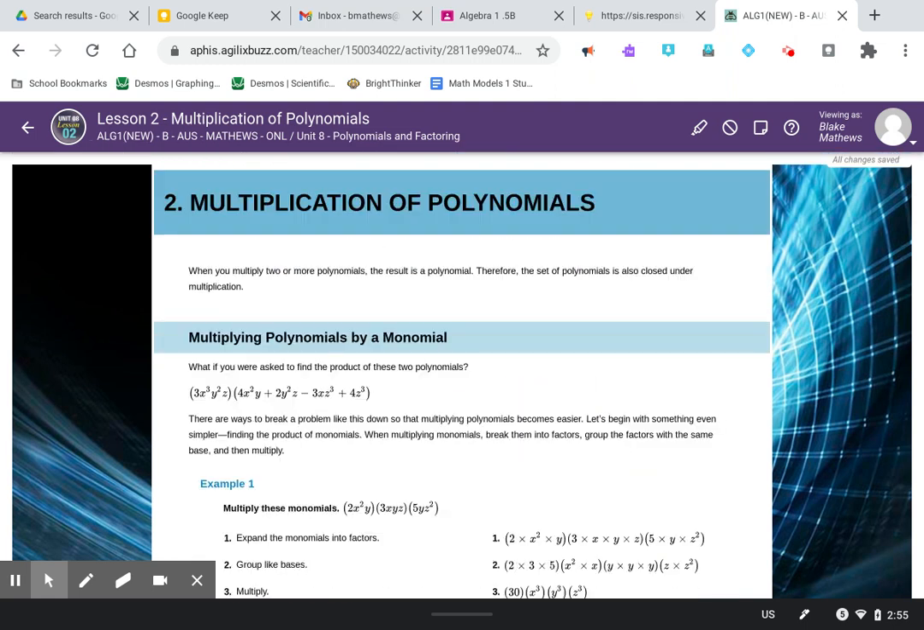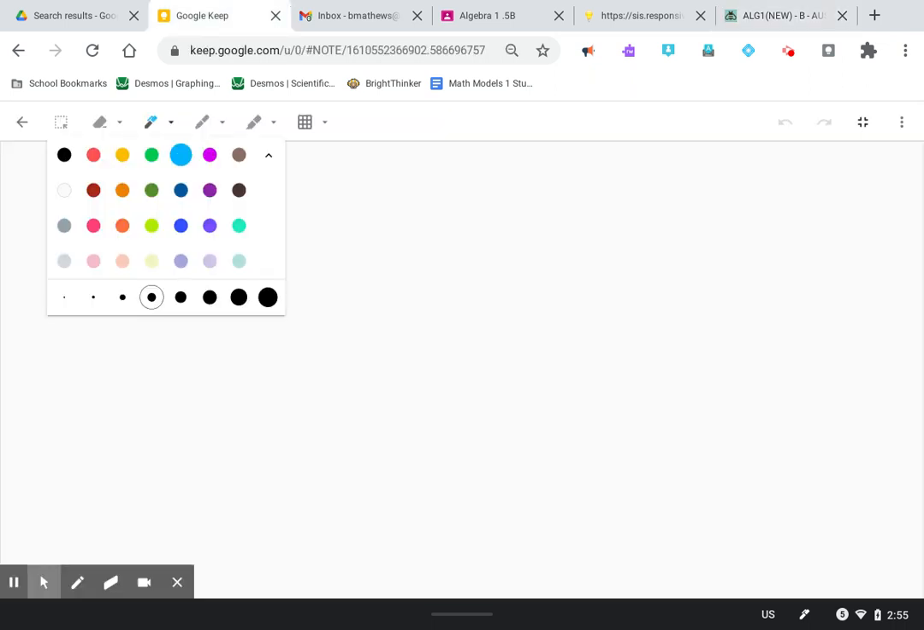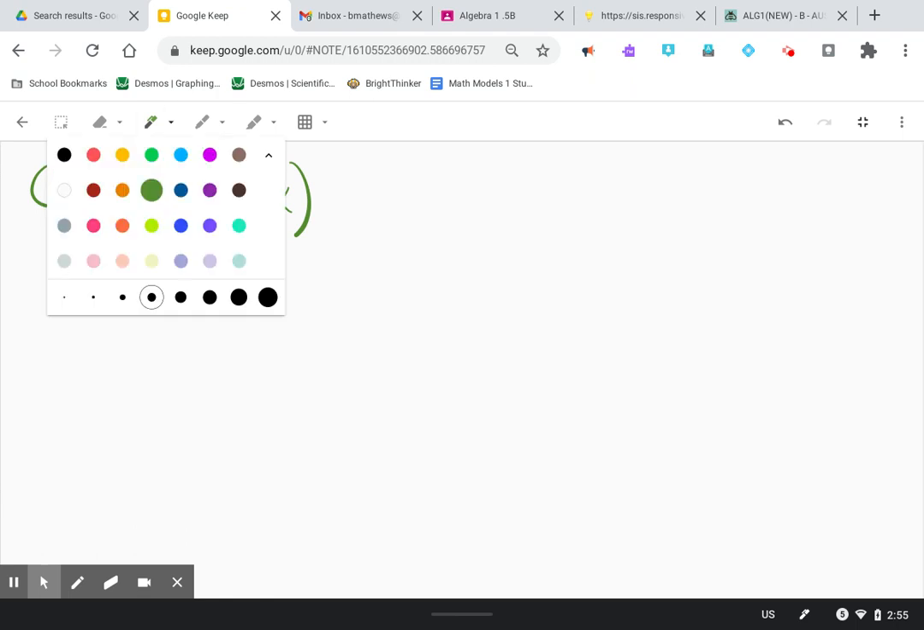So I'm going to do about 10 problems, and they're going to be the different types of problems that you're going to see. So the first type that we want to look at is going to be multiplication of monomials times other monomials. So that would be something like this. 5x squared times 4x.